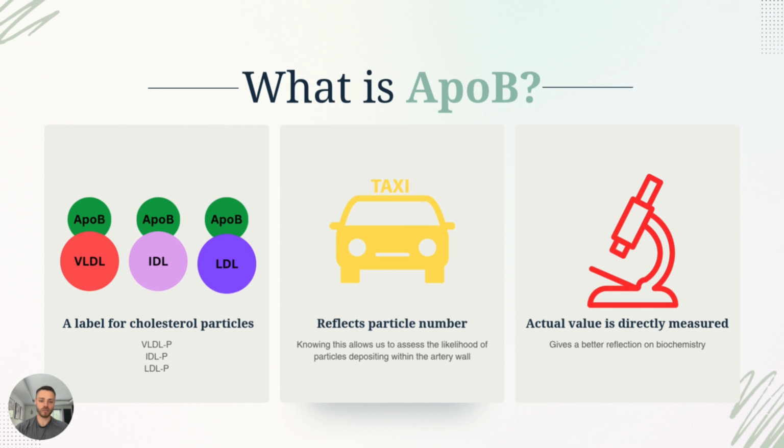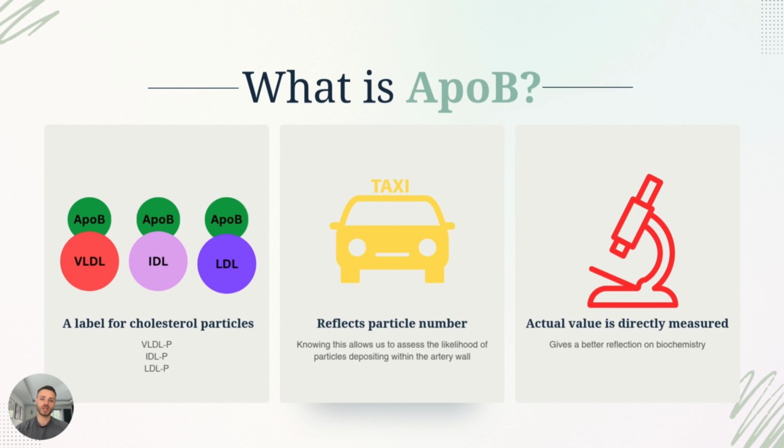So starting off, what is ApoB? ApoB is a protein which is attached to cholesterol carrying particles that normally go from the liver to the body. As you can see, it's attached to these three main ones that we're interested in, which is very low density lipoprotein, intermediate density lipoprotein, and low density lipoprotein. The main thing to consider is that all ApoB labels, for example, are the same weight and size so that we can then calculate them accurately.